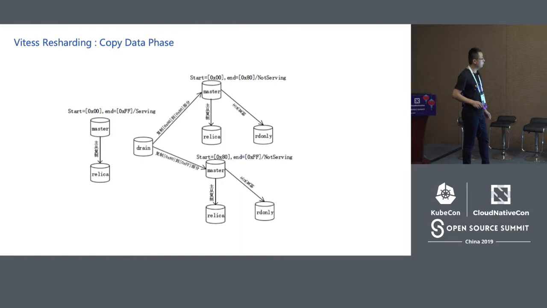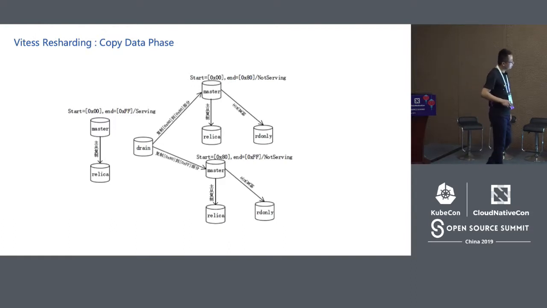You can see the structure here. I want to take one of the replicas from the connection. So this connection has been disconnected, so there is no relation between these two. So this is a drain here. It's a snapshot data. Originally we have a table and we use the ID to divide it.